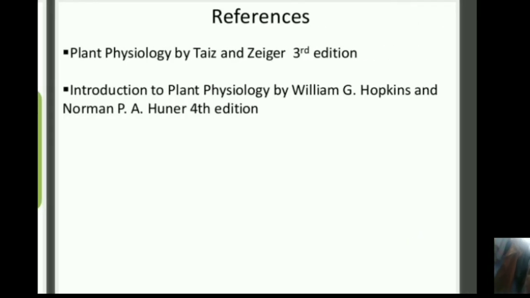Next, for references for this mineral nutrition, you can follow Plant Physiology by Taiz and Zeiger, third edition, and Introduction to Plant Physiology by William G. Hopkins and Norman P.A. Huner, fourth edition. You can refer to these references in order to understand the mineral nutrition.